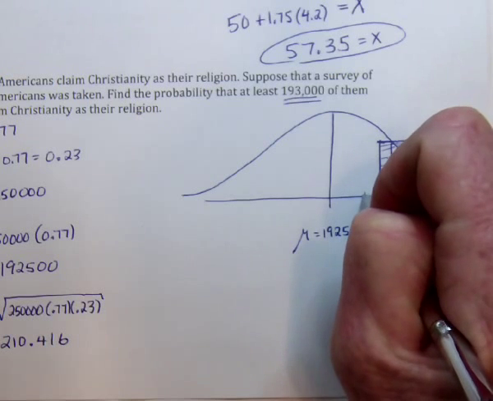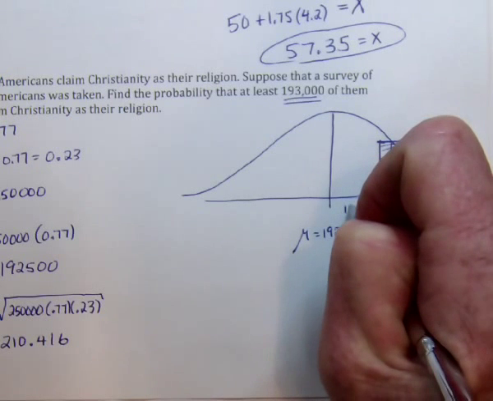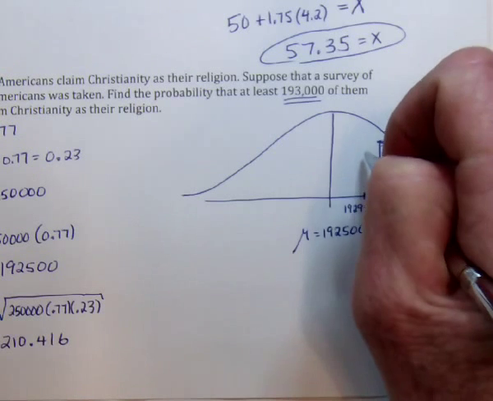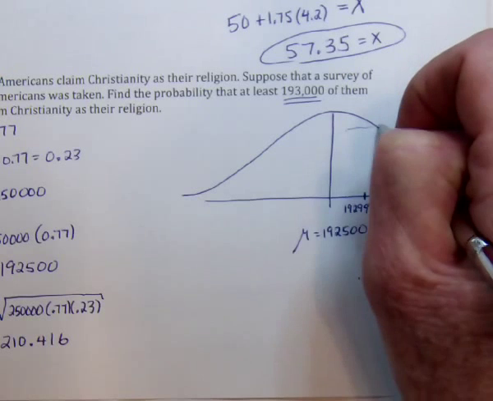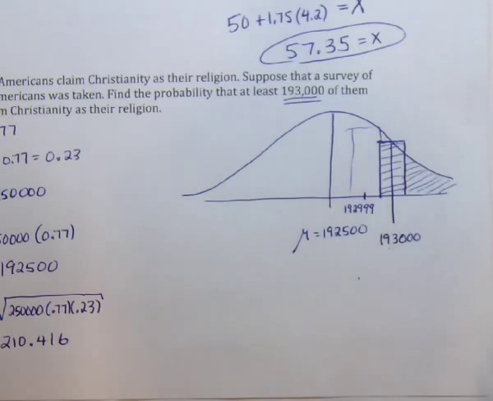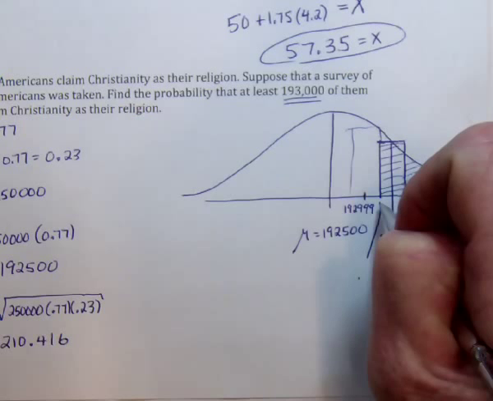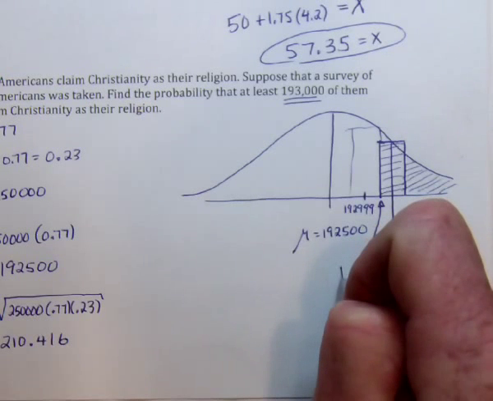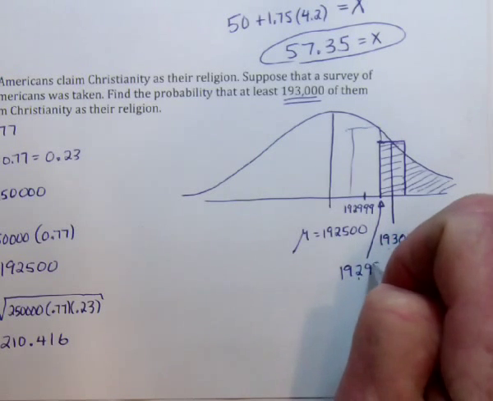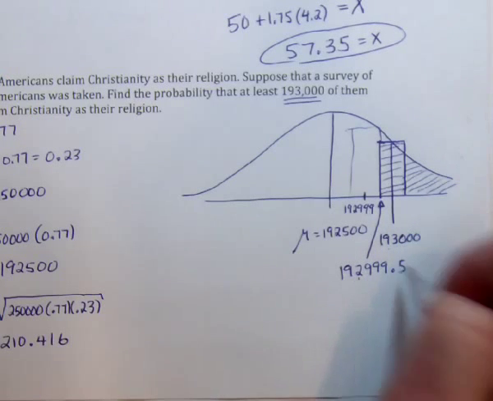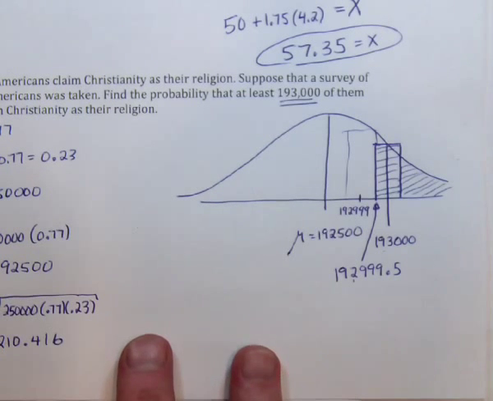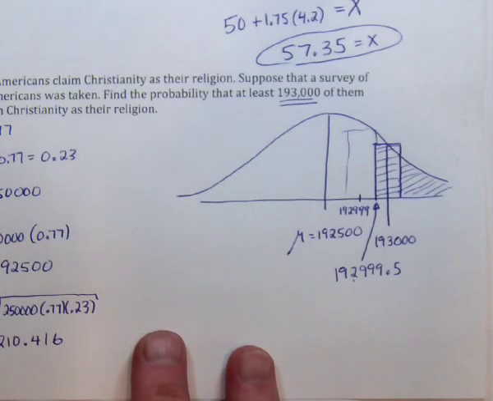Now right here is the previous person, which was 192,999. And then they have their own bar representing their probability. And so this line right here, which is called the continuity correction, is halfway between those two people. That means it's at 192,999.5. The continuity correction, that's called. So that's what we use for the z-score.